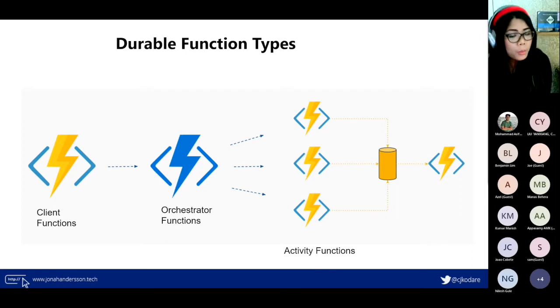Then the orchestrator assigns and calls in the activity functions. Activity functions are like normal Azure functions, where you can code in all your logic, and you can do things like send an email, send an SMS, or save a file to a Cosmos DB database. Those are small tasks that the orchestrator asks to do.